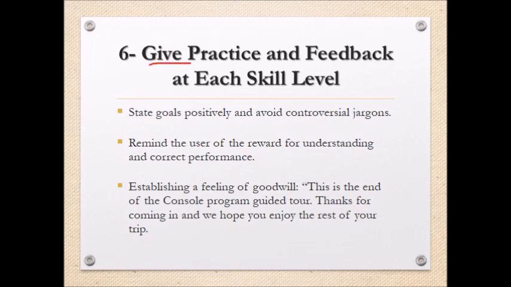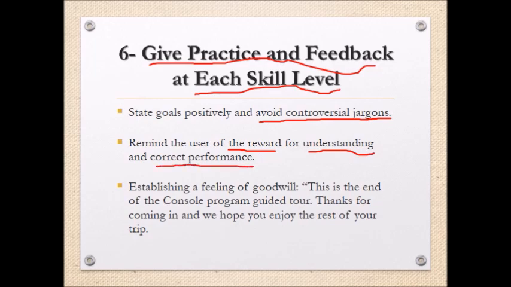Guideline number 6, give practice and feedback at each skill level. First thing, set the goals positively and try to avoid controversial jargons. That means حاول انك تتجنب اي terms اي keywords ممكن تكون جدلية او ممكن تكون ambiguous. Also, try to remind the users of the reward. حاول دائما تذكر اليوزرز or الريدرز ايش الريوردز اللي رايحين يحصلوها from this tutorial. Either understanding or try to correct their performance.